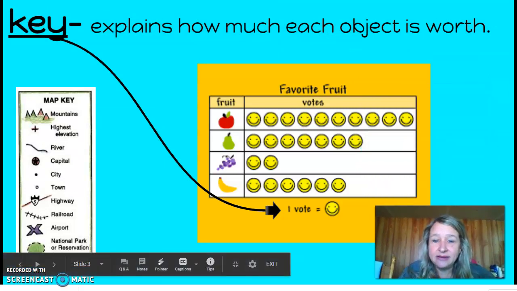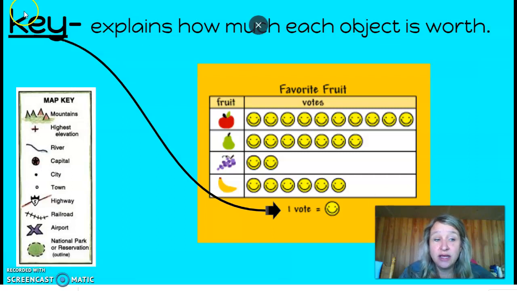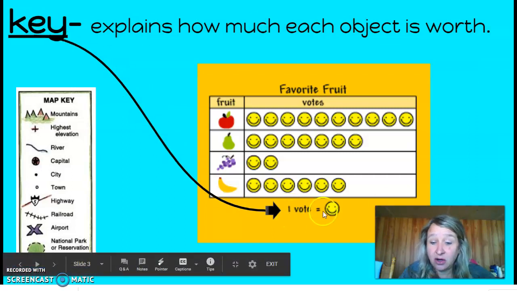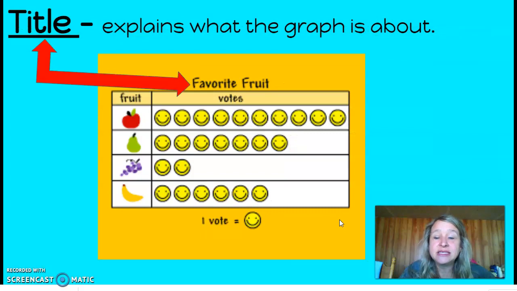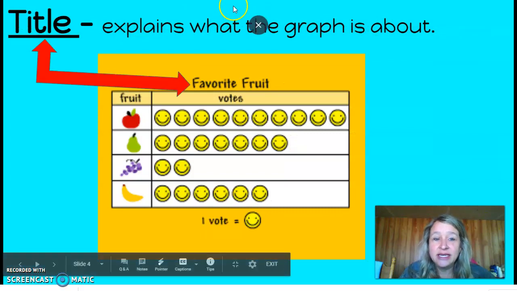Key. Say key. It explains how much each object is worth. So the key is right here. It tells you that one vote equals one happy face. Title. Say title. It explains what the graph is about. This graph is about favorite fruit.